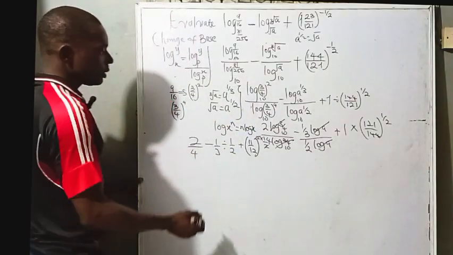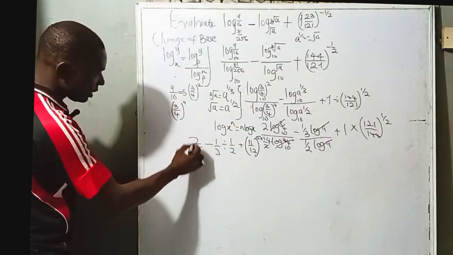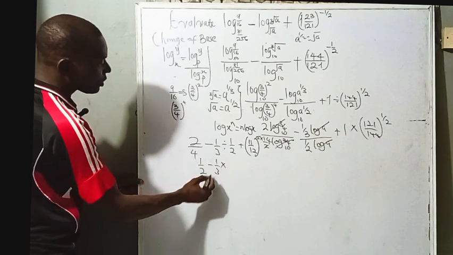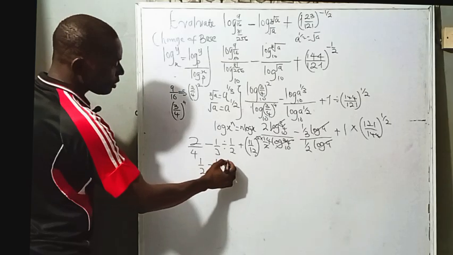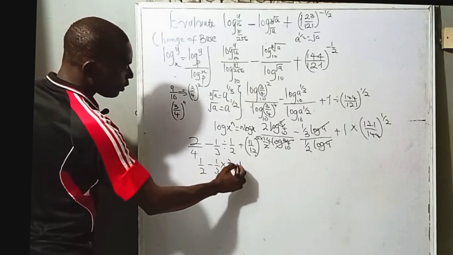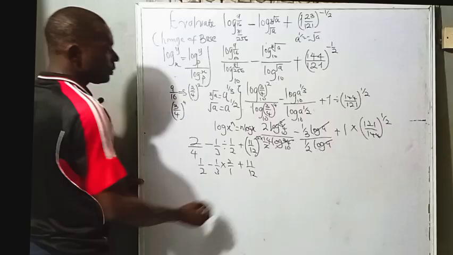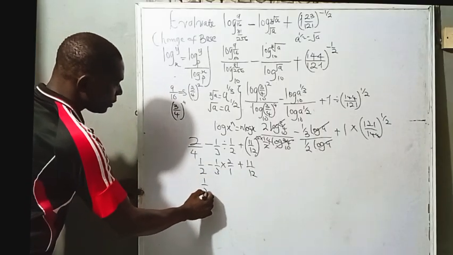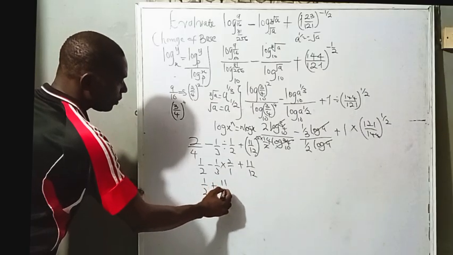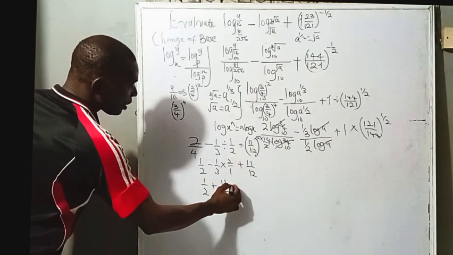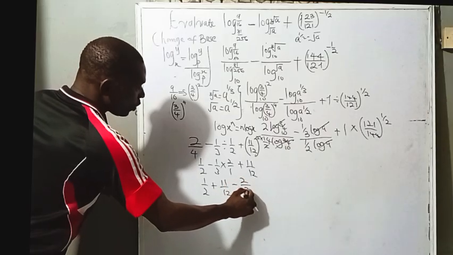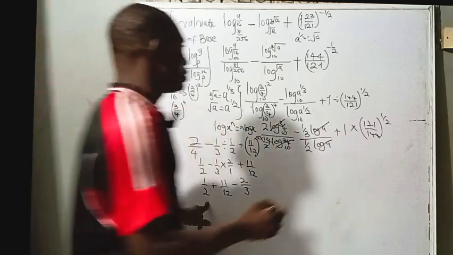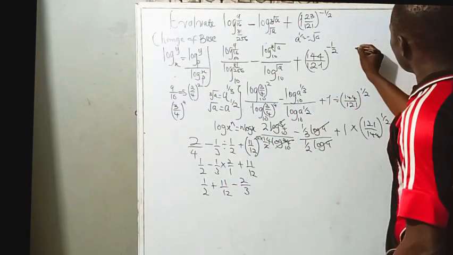So the square root of 121, and this here, we can simplify. This becomes 1 over 2 minus 1 over 3 times, we change this to multiplication, 2 over 1 plus 11 over 12 here. So this becomes 1 over 2 plus 11 over 12 minus 2 over 3. Let's look at the LCM here. The LCM is simply 12. So we can come here and put the LCM as 12.